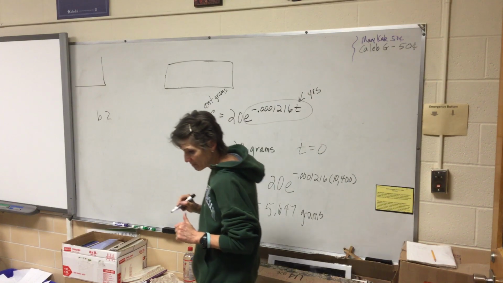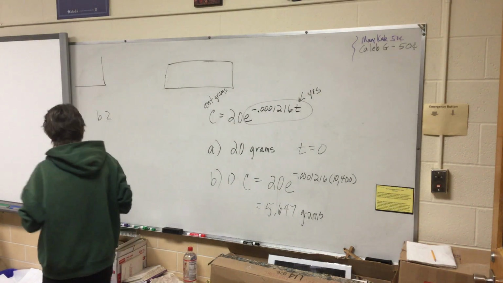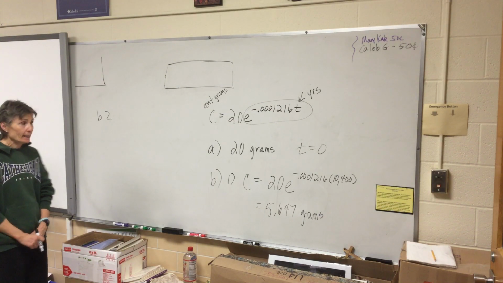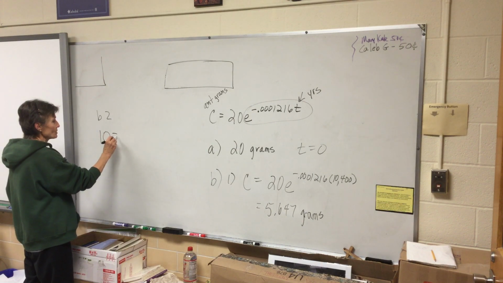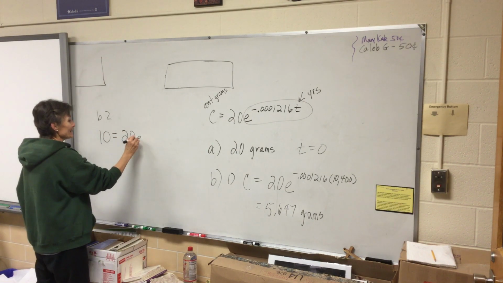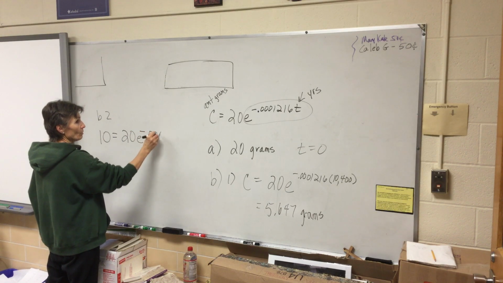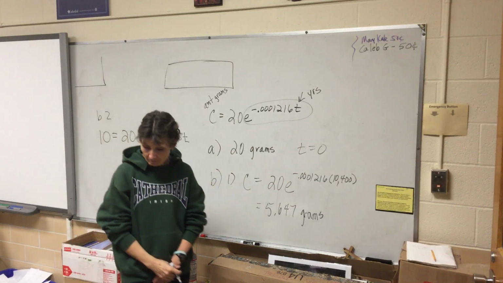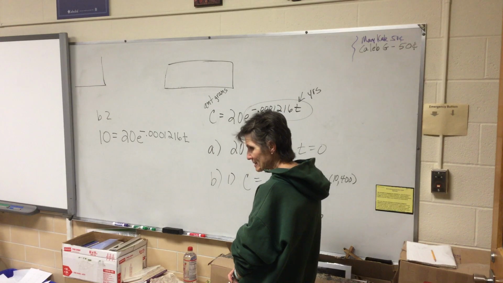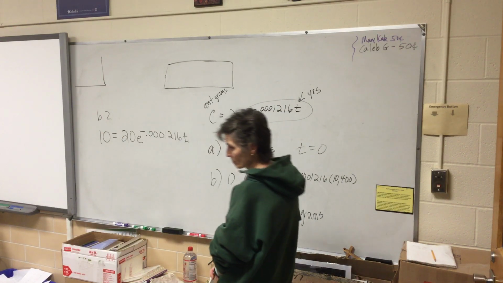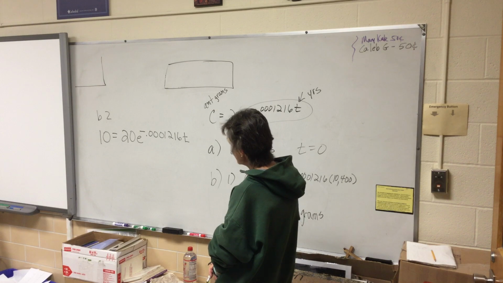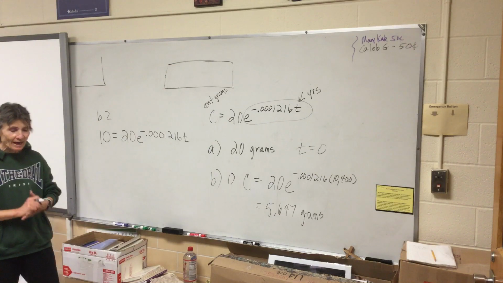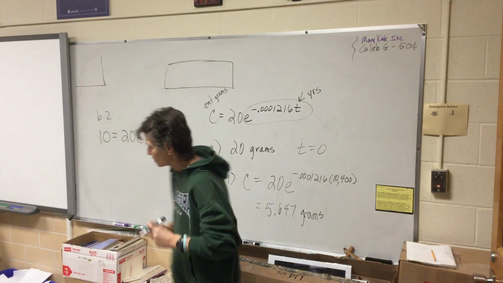So when they're saying to me, when will the amount be 10 grams? Can we just equal all that to 10? Yeah, 10 equals 20 e to the negative 0.001216 t. Does that make sense to you? Now, that is a wild and wacky equation. But it is the reason that I have been looking so forward to this period all day.